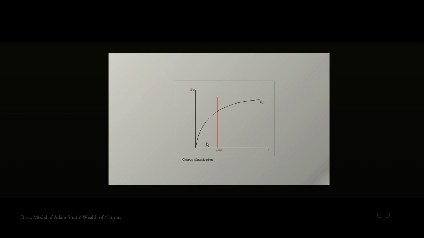Maximization here means we just go up this line, the production function, until our restraint will stop us from going any further. This is how we maximize the output for a given input. It's depressingly simple, I know.